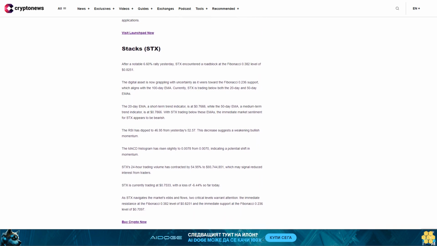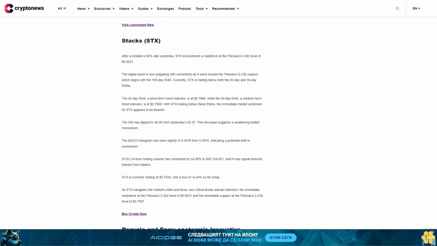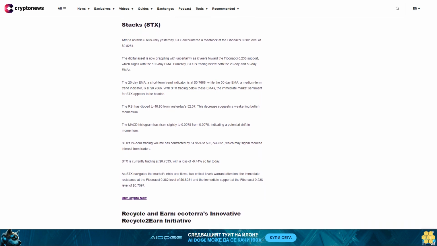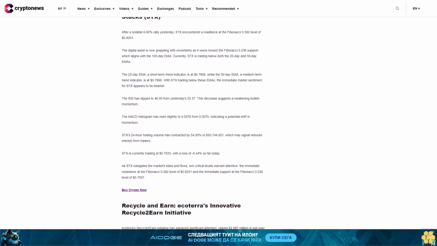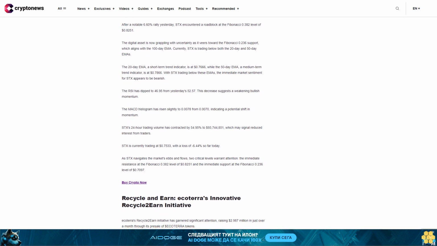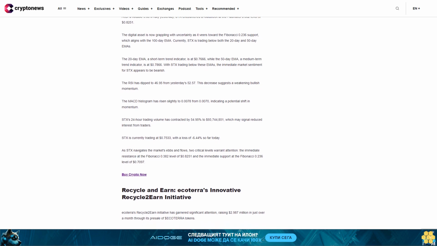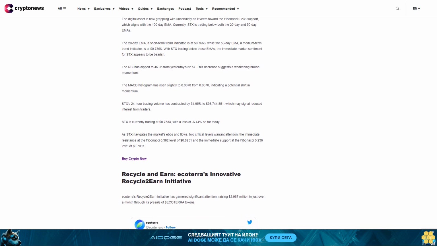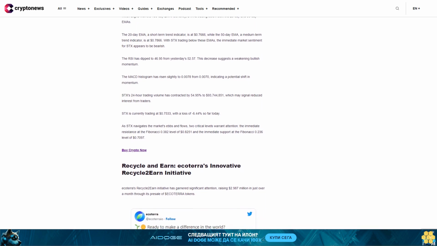Ecoder's innovative Recycle-to-Earn initiative has garnered significant attention, raising $2.987 million in just over a month through its presale of Ecoder tokens. The project's vision of building a smartphone app that rewards users for recycling and participating in impact actions has struck a chord with environmentally conscious investors.